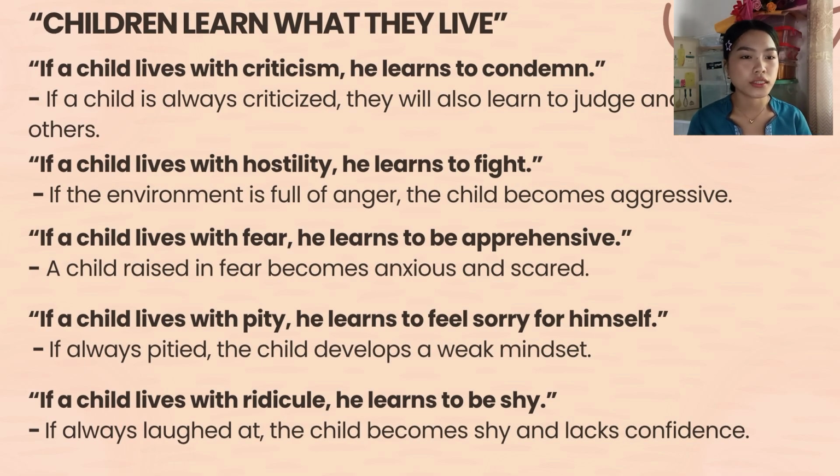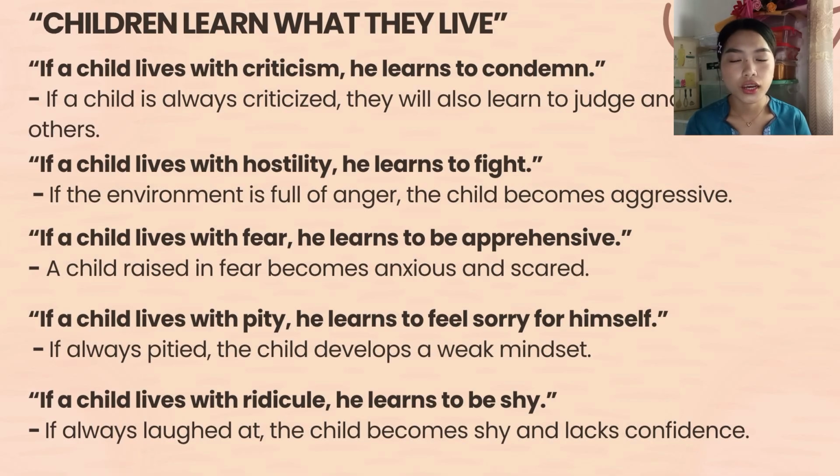Now let us proceed in discussing the lines of this poem, line by line. The first line is, if a child lives with criticism, he learns to condemn. It means, class, that if a child is always criticized, they will also learn to judge and criticize each other. Do you agree with this line, class?